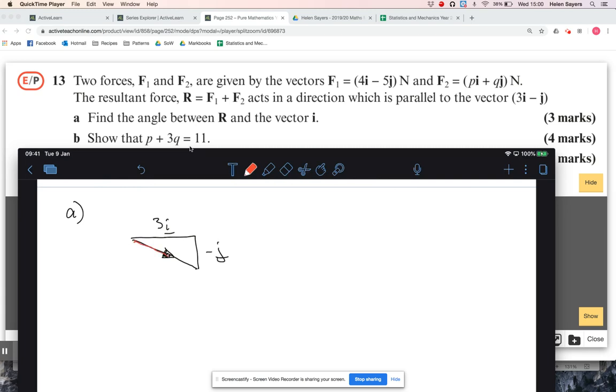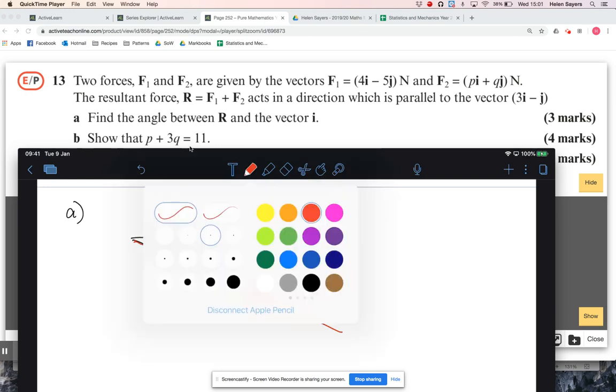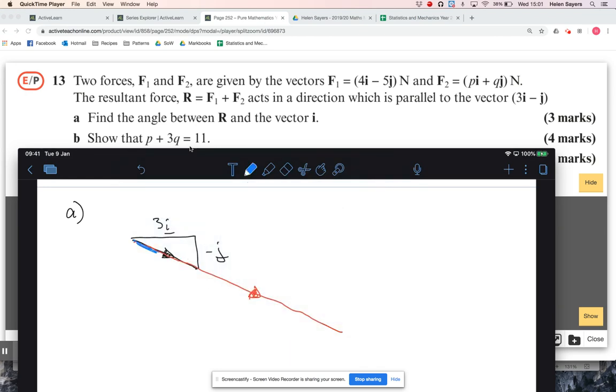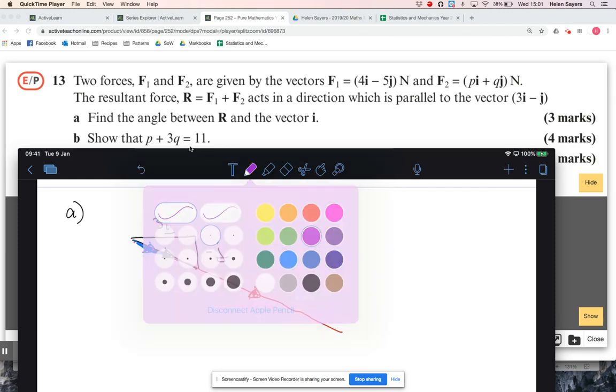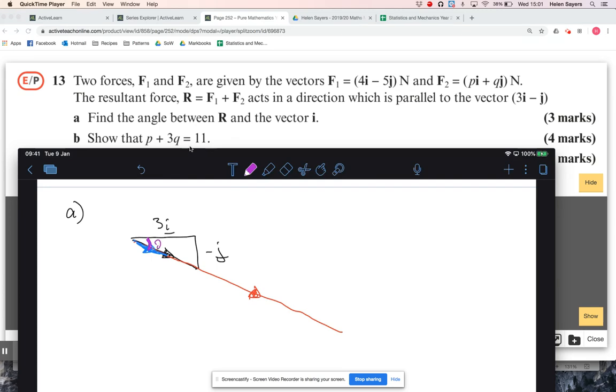So I'll try and draw this neatly. It might be about 3 times as long. Yeah, that would be parallel to vector 3i minus j. It might be really short, so it might be only half as long. But anything that's parallel to vector 3i minus j is going to make the same angle with the i vector, so that's irrelevant to the length of it. So the angle between r and vector i is basically going to be the angle between the vector 3i minus j and the i vector.